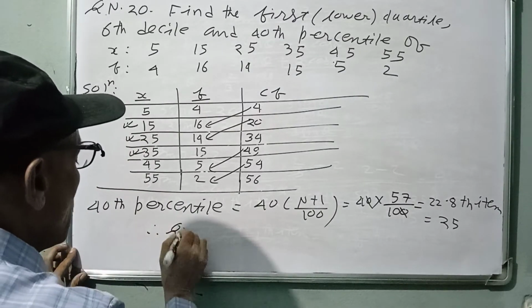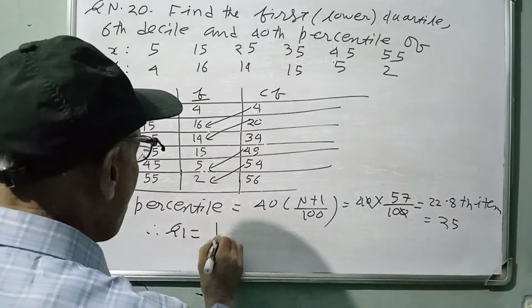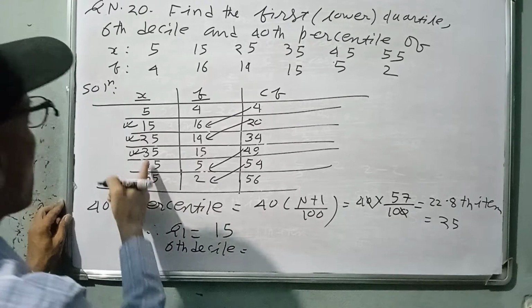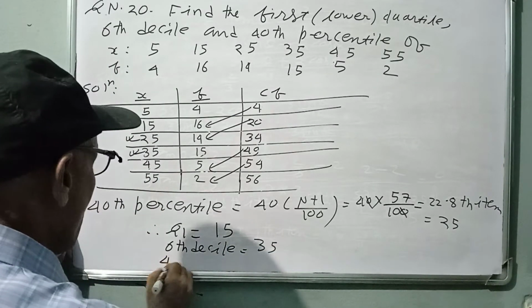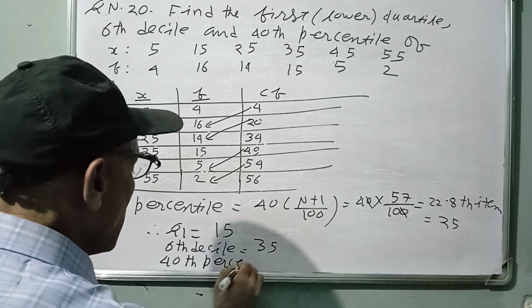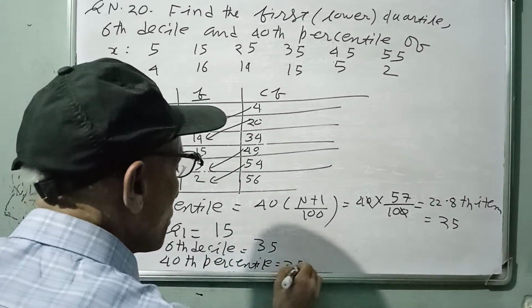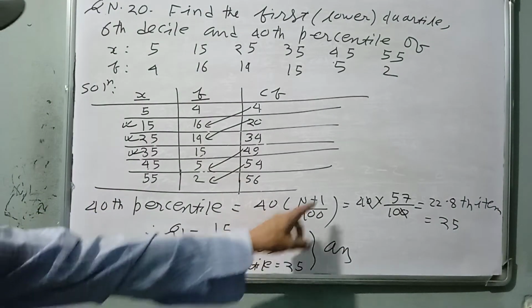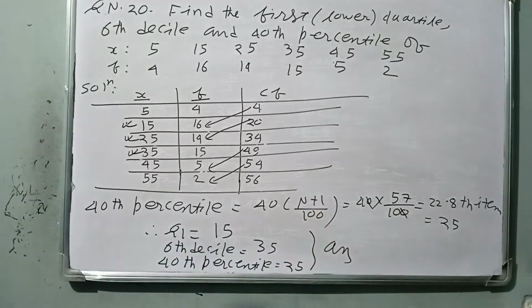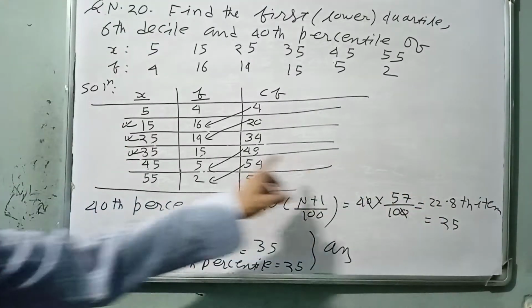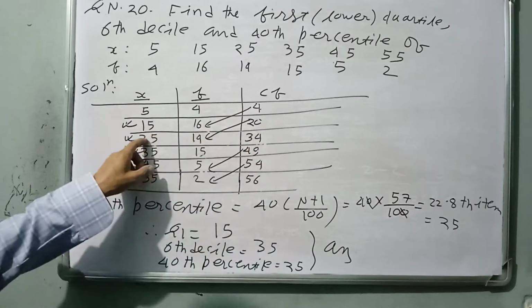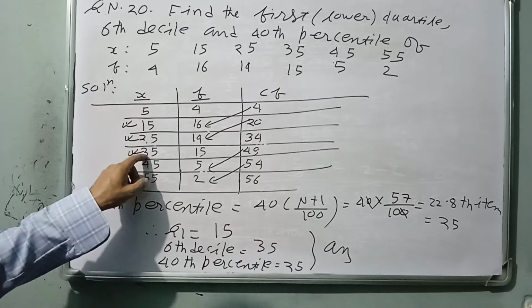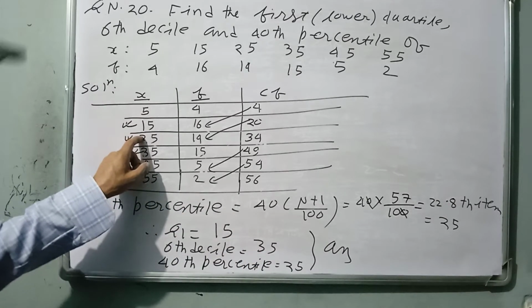Therefore, what is Q1? 15. Sixth decile value is 35. 40th percentile is 25. Answer. 40th percentile means 40. Write n in small bracket, n plus 1 upon 100. Put the value 22.8, that is 25. Q1 is 15, sixth decile 35 and 40th percentile 25. Answer.